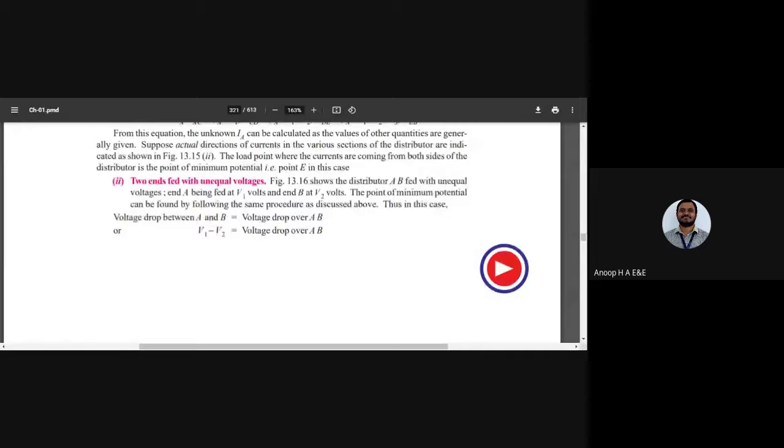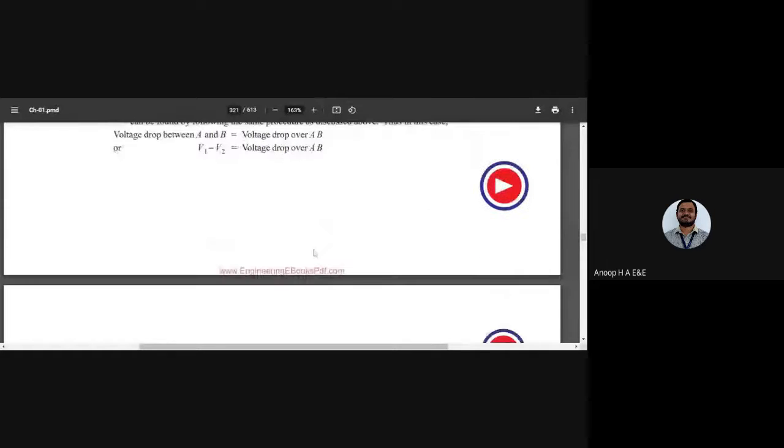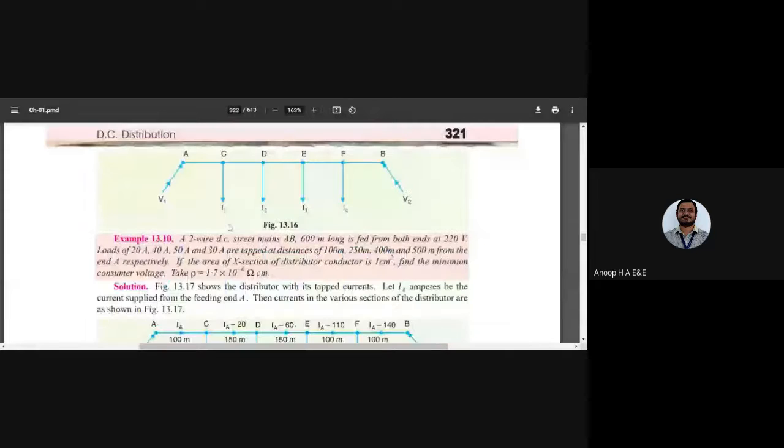So that is what you are going to find out. And the point of minimum potential can certainly be found from the above equation. So we can find out the voltage drop between A and B, that would be equal to the voltage drop over AB. So that is what we are going to find out with this approach here.